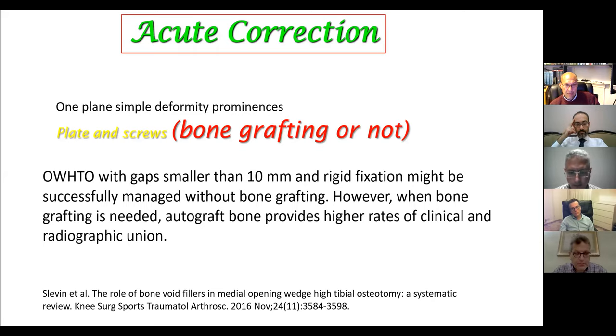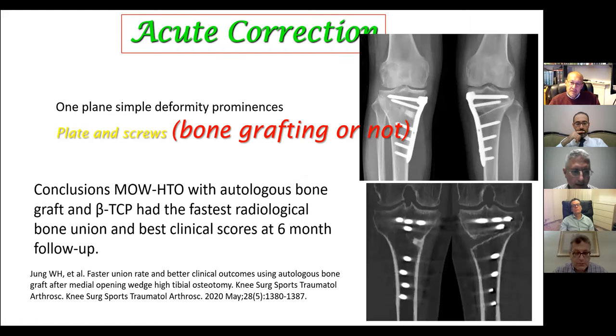This systematic review conducted by Slevin et al. concluded that open wedge high tibial osteotomy with gaps smaller than 10 millimeters and rigid fixation might be successfully managed without bone grafting. However, when bone grafting is needed, it provides faster rates of clinical and radiographic union. Another study concluded that with autogenous bone graft and tricalcium phosphate, the radiological bone union was faster.